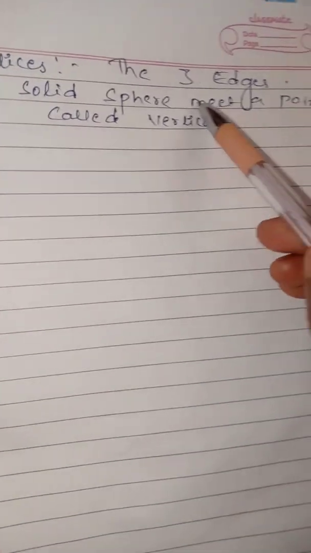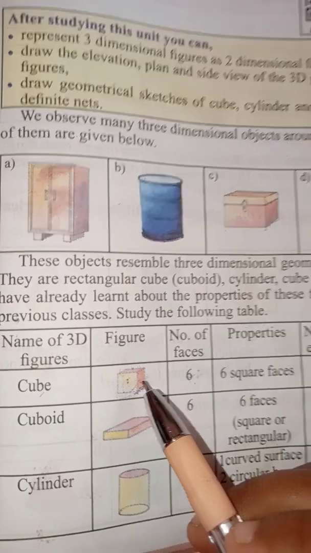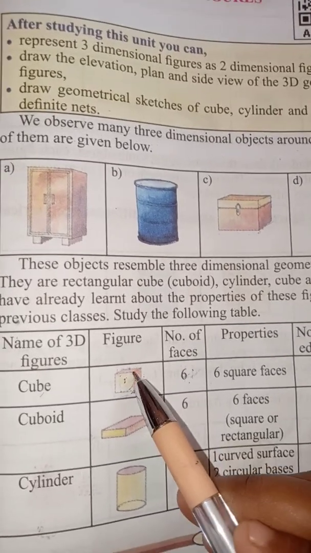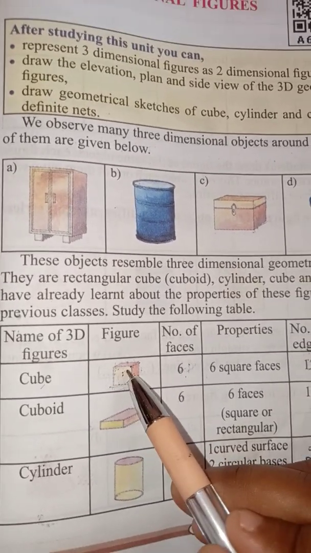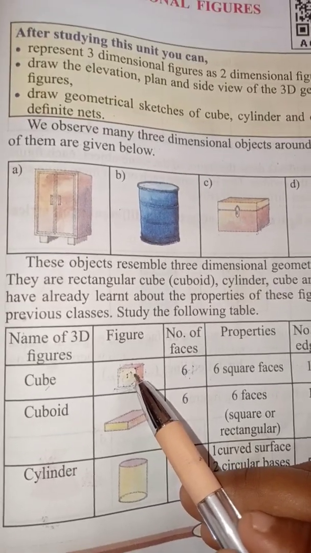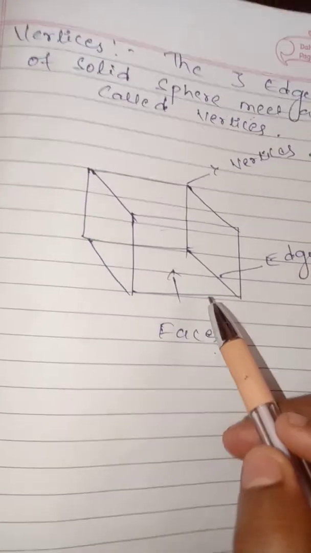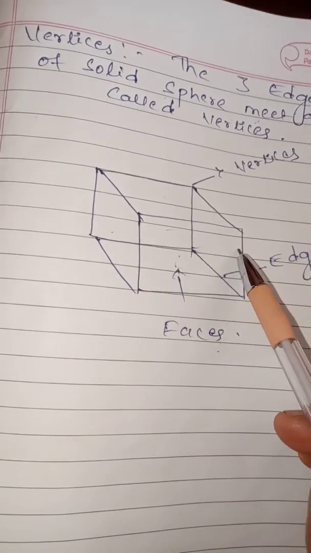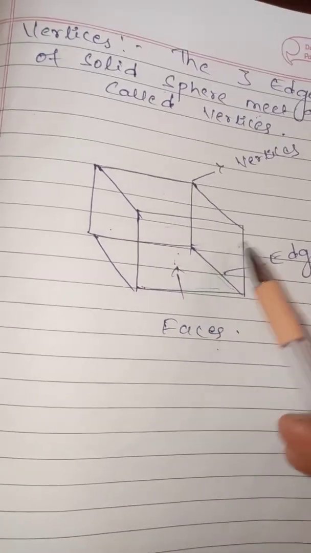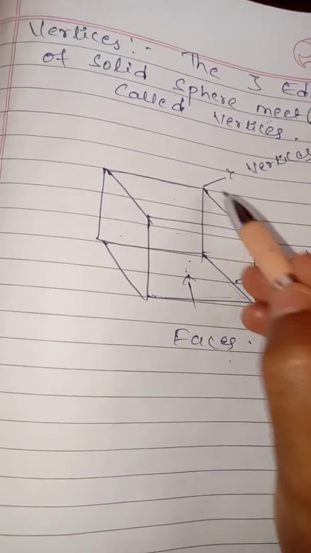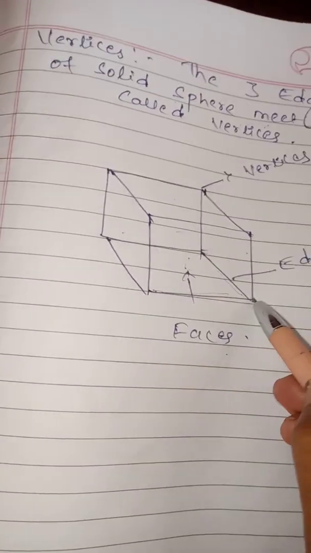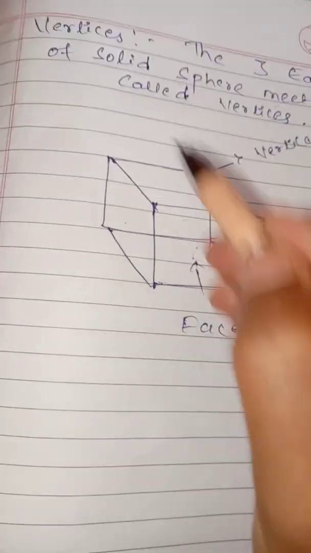Then what are vertices? The point where three edges of a solid shape meet is called a vertex. In this cube, the point where three edges of a solid shape meet is called a vertex. The number of vertices is 8. Yes, these are faces, edges and vertices.